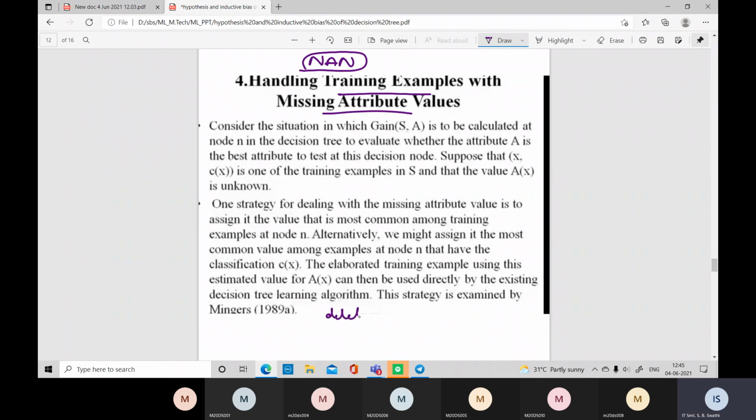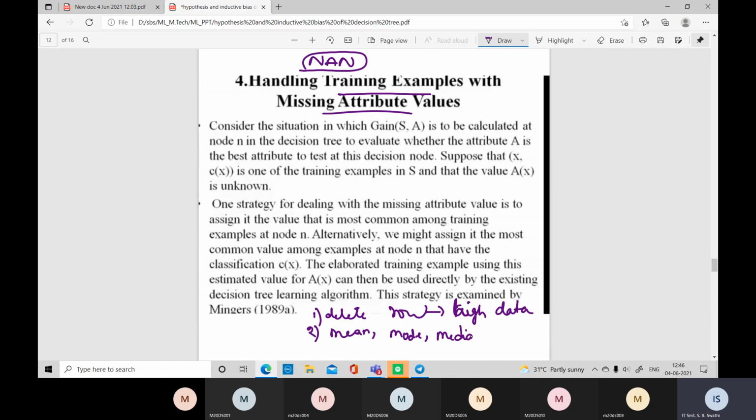That is, delete a particular row completely which has this NaN value, and we should do this when there is a lot of training data. When high training data is there, we can go for this option. When training data itself is very less, we can't delete any row. We can't minimize our training data. And the second one is we can go for mean value, mode value, or median.